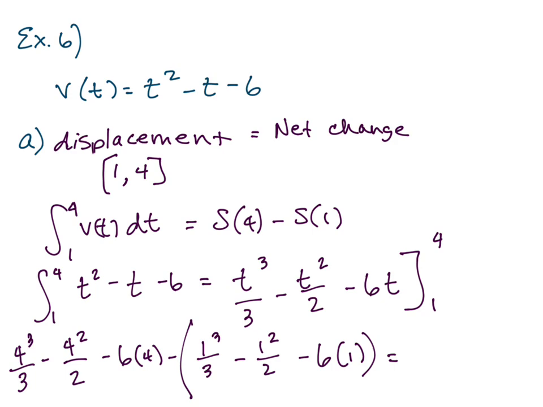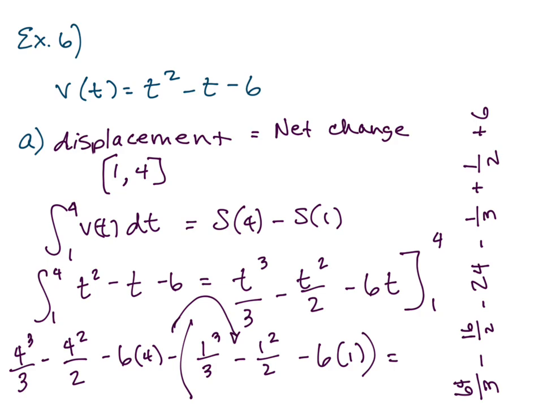I'm going to write on the side of my paper over here. 4 cubed, that's going to be 64 over 3 minus 16 over 2 minus 24 minus 1/3 plus 1/2 plus 6. Did y'all get the minuses and the pluses? I think, maybe. Why? Because I put parentheses, and I understand that that changes all of these signs. 64 divided by 3, I'm going to leave that as 64 thirds. That's not nice, is it?